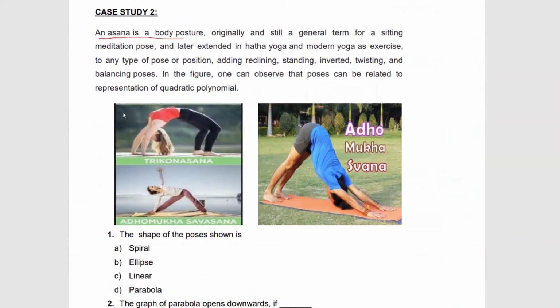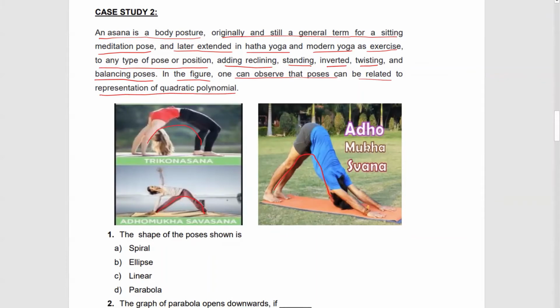Case study 2. An asana is a body posture, originally and still a general term for sitting meditation pose, and later extended in Hatha Yoga and modern yoga as exercise to any type of pose or position, including reclining, standing, inverted, twisting, and balancing poses. In this figure, one can observe the poses can be related to representation of a quadratic polynomial. So they all are quadratic polynomials because they are showing parabolic shape. This is Ardha Chakrasana, Trikonasana. So many asanas are given.